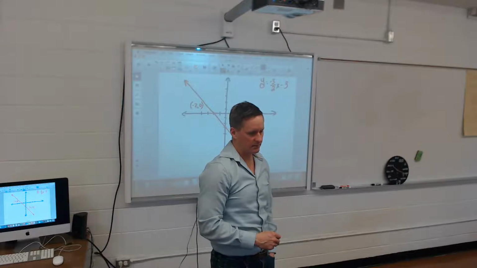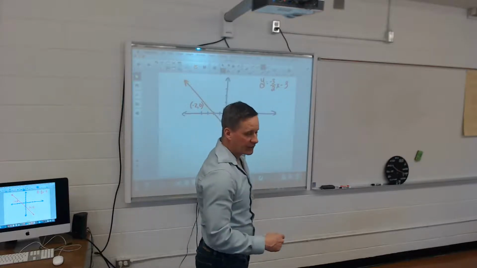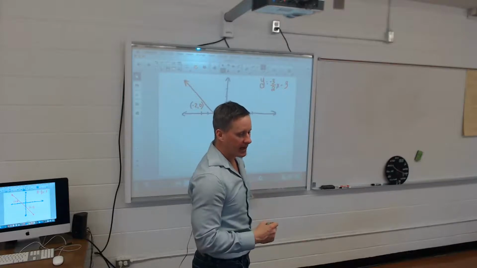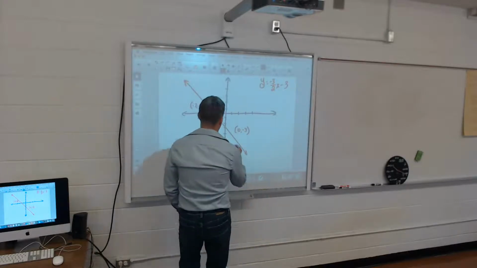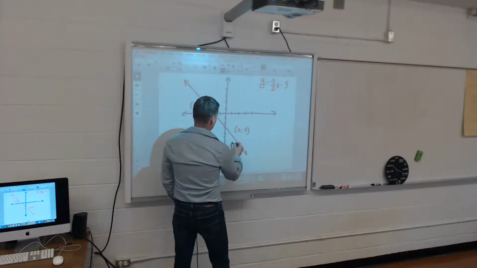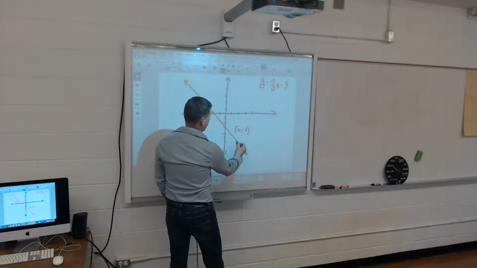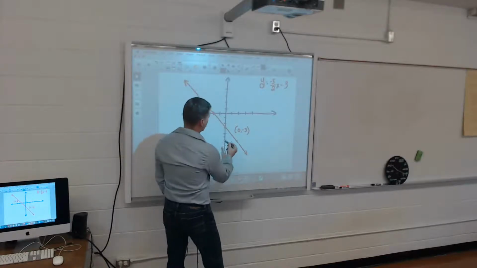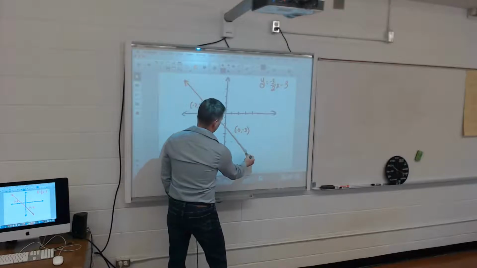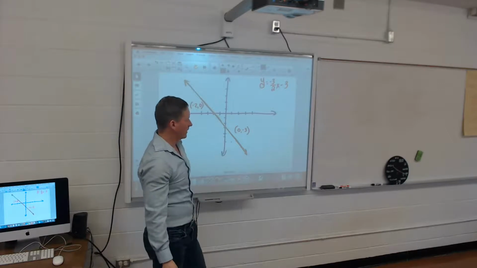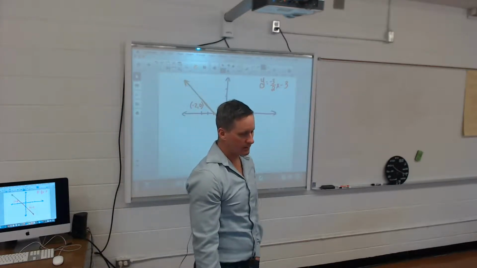Go down or up 3. Okay, it's a negative 3 over 2. So which is it? A negative 3 on top. So down. Down 3. And over. Right 2. That's exactly correct. And there's my line right there. I've already got it drawn. Goes right through those two coordinates. Okay?